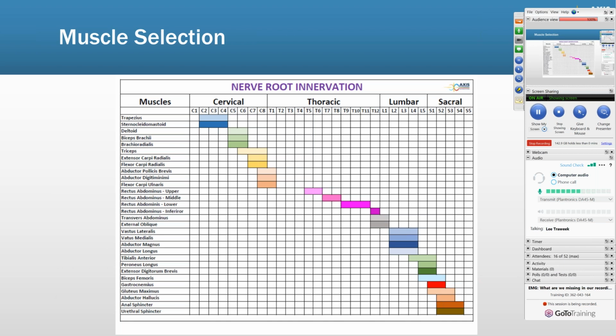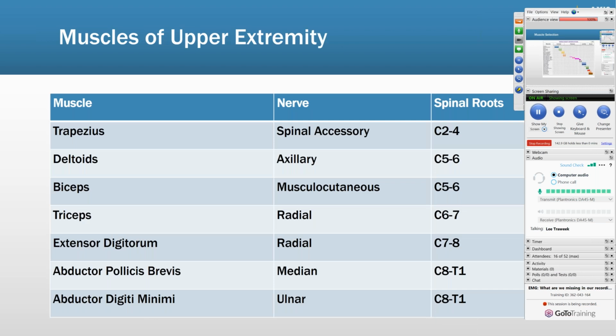In short, for the upper extremity, the typical muscle monitored is the trapezius, or sternocleidomastoid is a better option because it's a shorter muscle and you can have better responses. Trapezius is a very big muscle and we have a very high risk of not picking up a response. Deltoid for axillary nerve for C5, C6 root, bicep for musculocutaneous, tricep for radial nerve, extensor digitorum for radial nerve C7, C8, and abductor pollicis brevis and abductor digiti minimi.